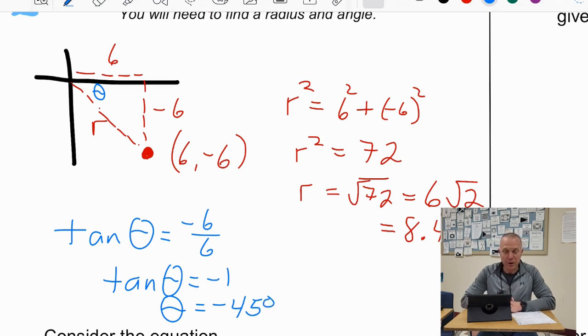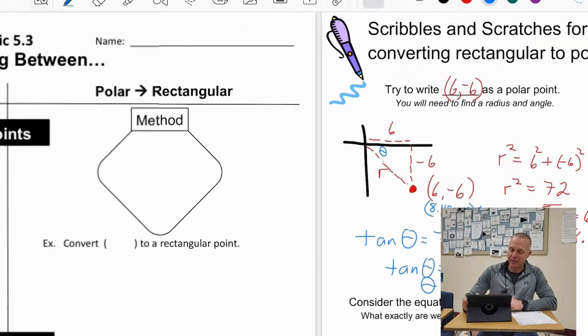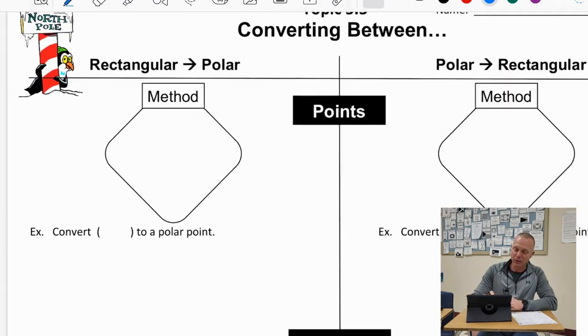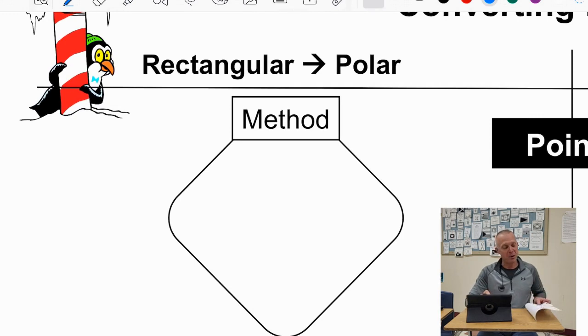Now, the nice thing about the ordered pair I gave you, (6, -6), is that it's definitely part of a really nice 45-45 triangle. And so we can see that the Pythagorean theorem definitely will give us our radius, but the -45 can already be confirmed by, again, the values in that triangle. So how did we actually end up converting from rectangular to polar? Well, if you flip your notes back over, we can summarize that we indeed used the Pythagorean theorem to find the radius.